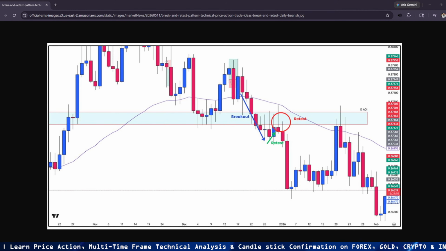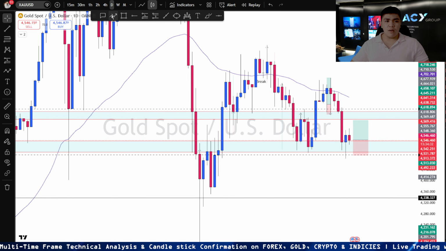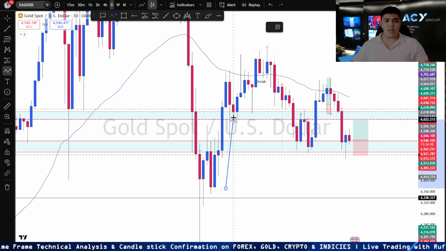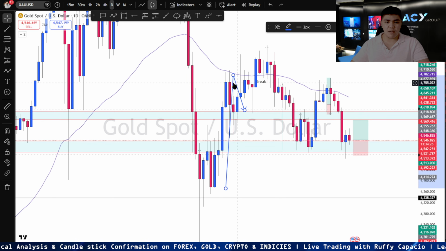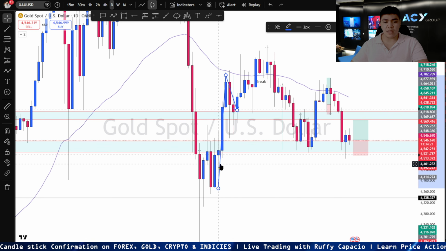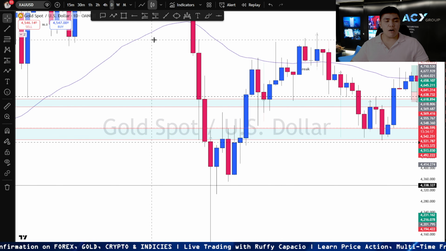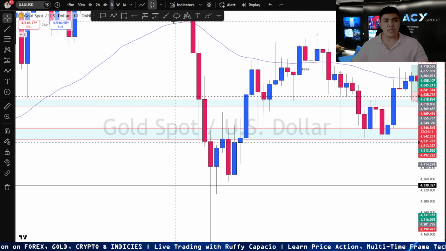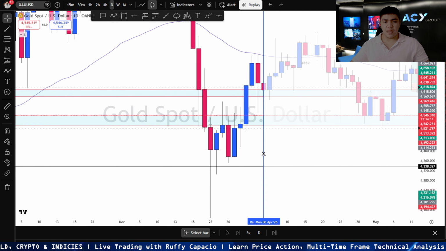Now, as you can see on this current price action on gold, let me show you guys. I already gave you an example for the bullish side of the break and retest pattern on this previous data. Let me show you the break and retest pattern on this previous data also, for the bearish scenario. Now, let me replay this area.